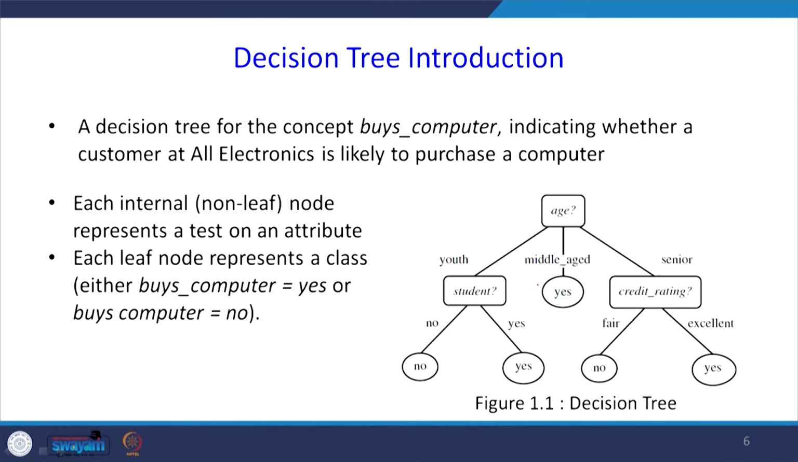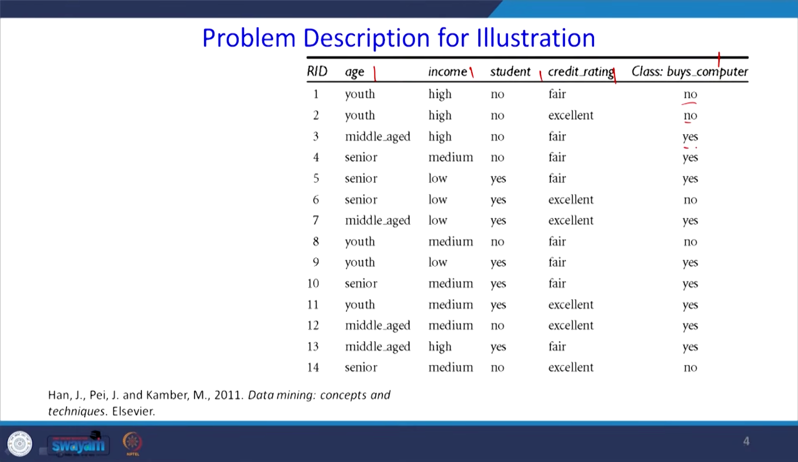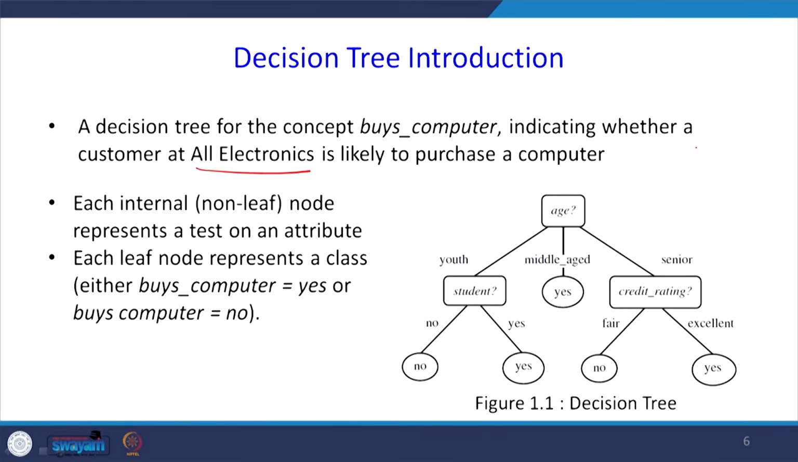A decision tree for the concept buys_computer is a variable indicating whether a customer at AllElectronics, that is the database where it was taken, is likely to purchase a computer. Each internal node represents a test on an attribute, and each leaf node represents a class. A class means whether a person buys a computer, yes or no. Actually this yes or no is nothing but this column that will go into the child node.